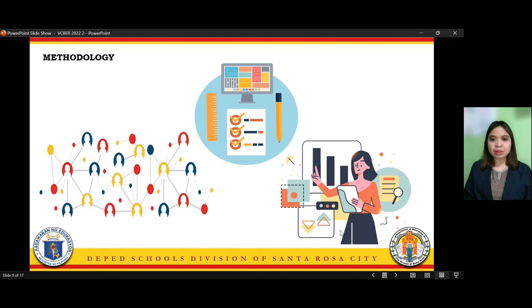So for our research methodology, quantitative research method was utilized in the study. The population of the respondents was composed of 30 teachers who were designated as guidance coordinators, 30 school heads, and 109 class advisors in all 28 public schools, in elementary, junior, and senior high schools in the division of Santa Rosa City. The non-probability sampling technique was utilized and did not rely on randomization in selecting the respondents. The questionnaire given was a validated self-made survey questionnaire that was patterned from the ASCA school counselor competencies and the World Health Organization.